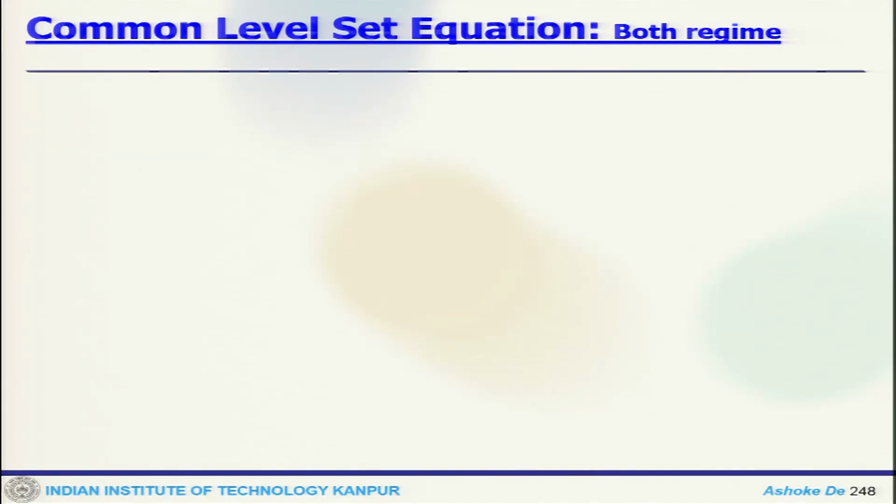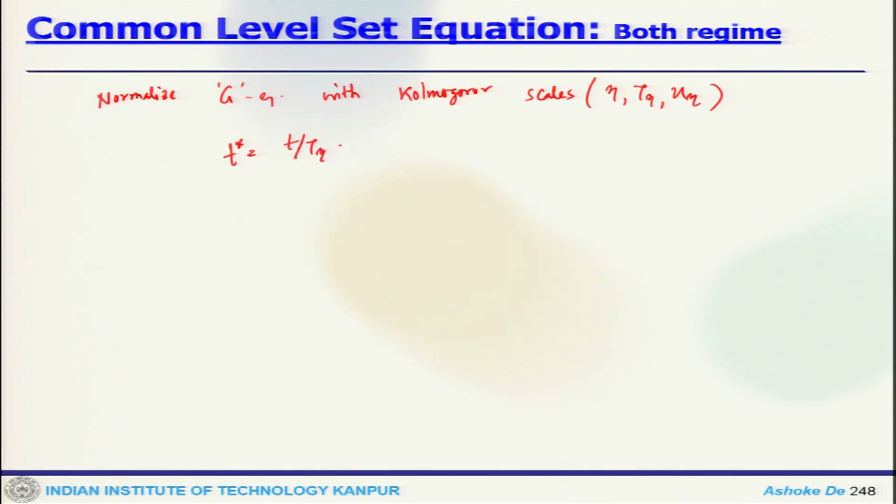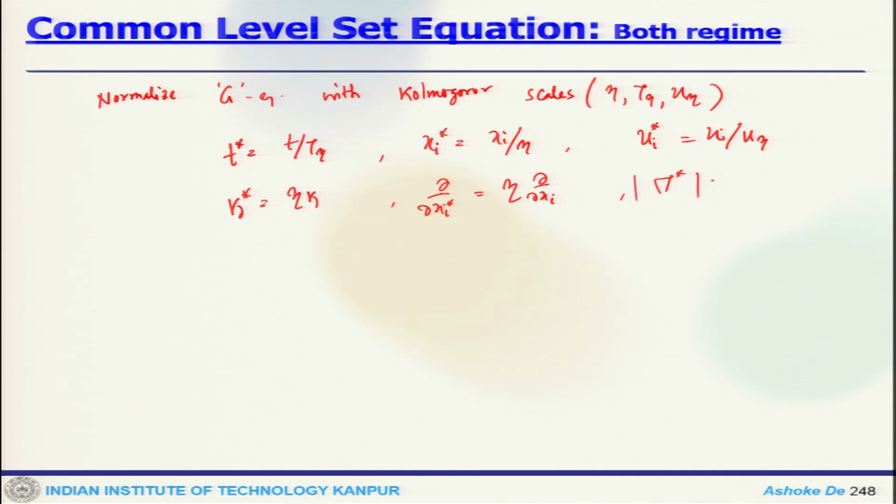So we will normalize the G equation with Kolmogorov scales, like eta, time scale tau eta, and velocity u eta. Our T star would be T by tau eta, xi star would be xi by eta, ui star would be ui by u eta, and kappa star would be eta kappa. Del del xi star is eta del del xi, and delta star is eta delta.